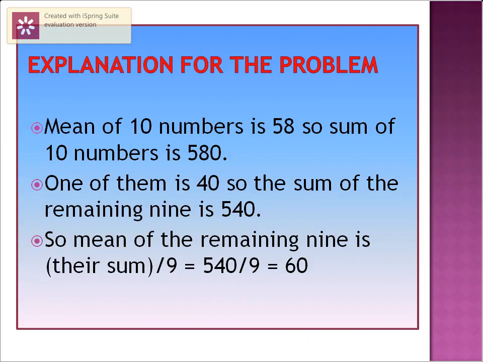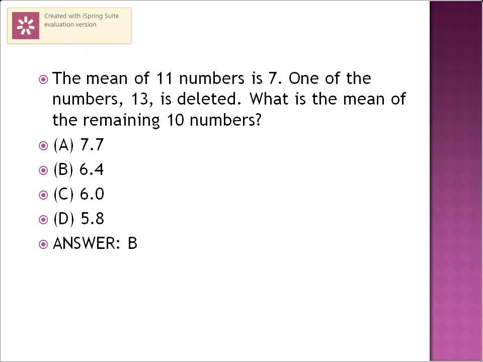Explanation of that problem: the mean of 10 numbers is 58, so the sum of the numbers is 580. One of them is 40, so the sum of the remaining 9 is 540. So the mean of the remaining 9 is 540 divided by 9, that is equal to 60.